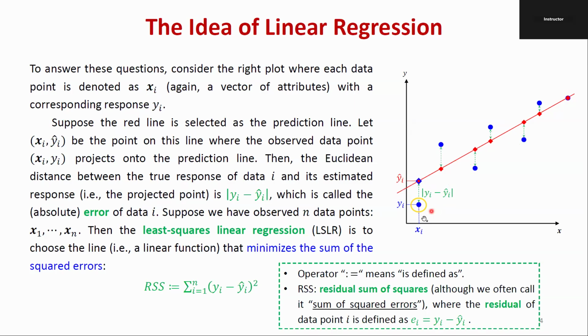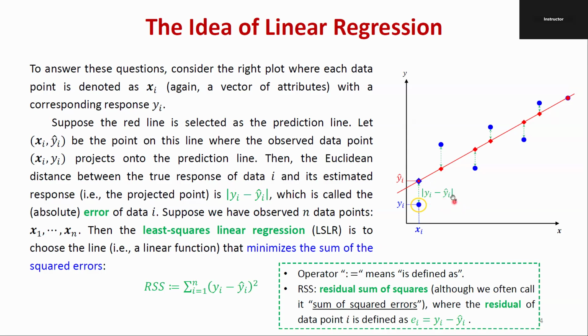Clearly, if I choose this line, the response of data point xi will be yi hat. But in most cases, it won't be 100% accurate. There must be an error, right? How to define the error? So we use the absolute value of yi, the true response, minus the predicted response to be the error. And this is called the absolute error of data point i.